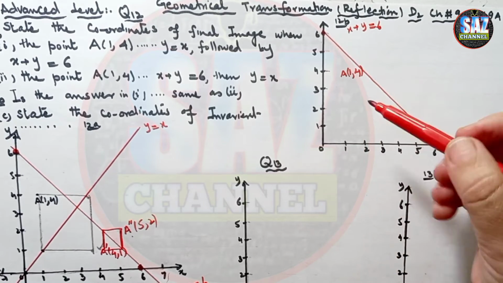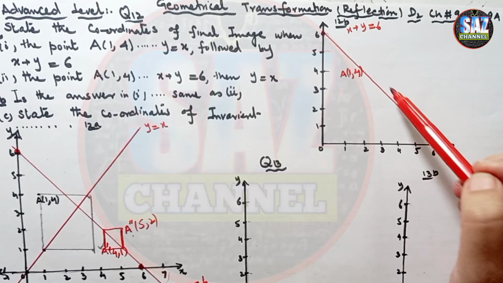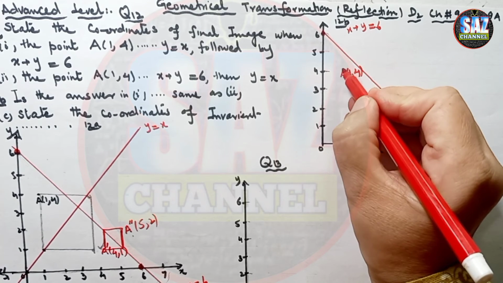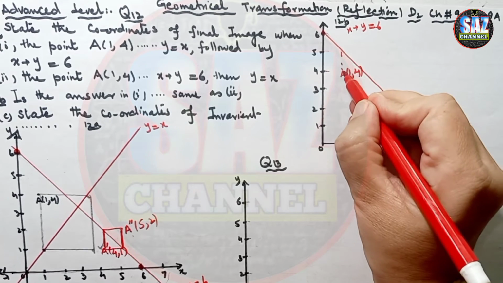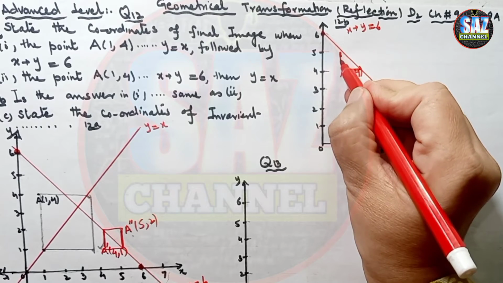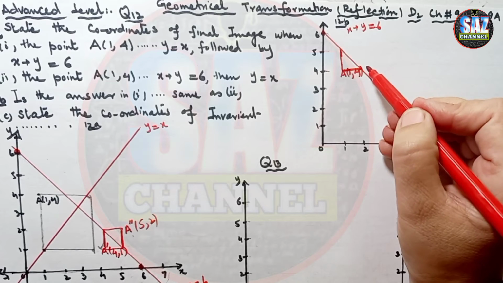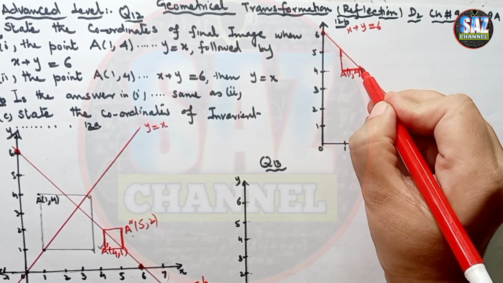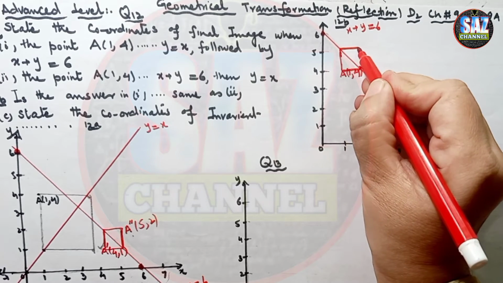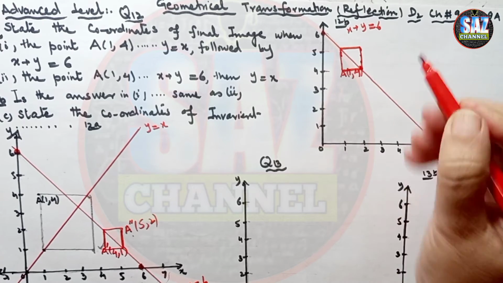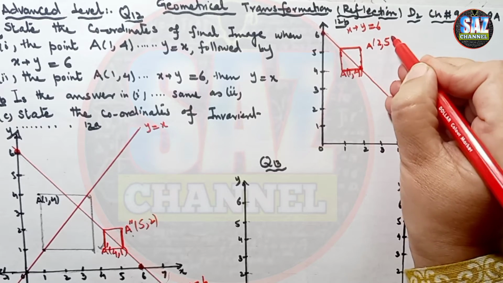Now, in order to get the reflection of A (1, 4) in the line x plus y equals 6, I have to complete the right triangle on one side of the mirror line, and this is coming in this way, and I have to complete the image of this right triangle on the other side of the mirror line as well. When I complete the image of this right triangle on the other side, I get the coordinates A dash (2, 5).